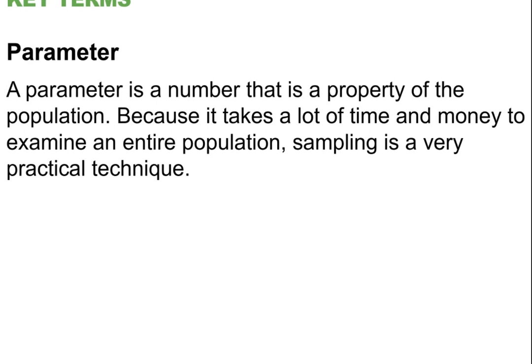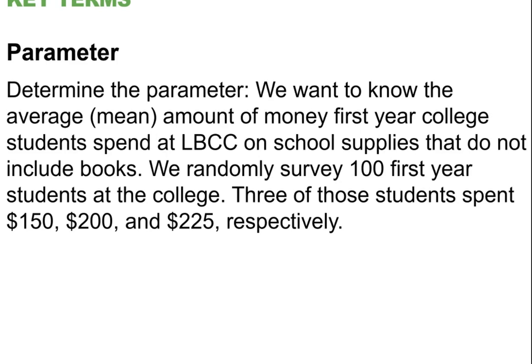Parameter. A parameter is a number that is a property of the population. Remember, parameter is a property of the population, PPP. It takes a lot of time and money to examine an entire population, and that's why we use sampling. So what is our parameter in this example? Remember, it's going to be a quality of the population.